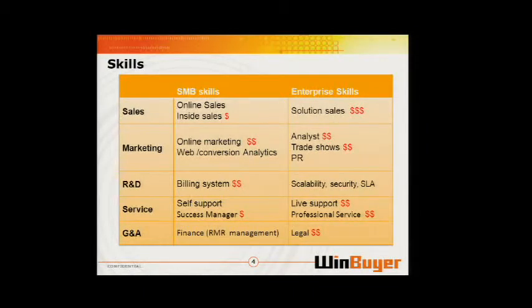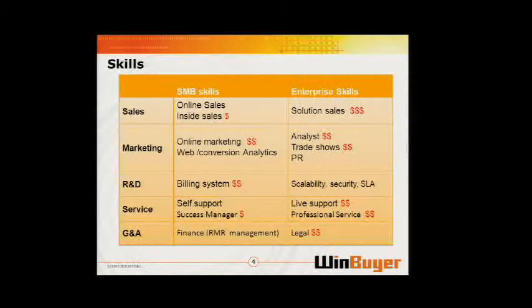So starting with sales, SMB sales is all about online sales and about inside sales. So what is online sales? Online sales is automated sales, and it is also actually any sales that can be done directly when a customer is coming to your website.